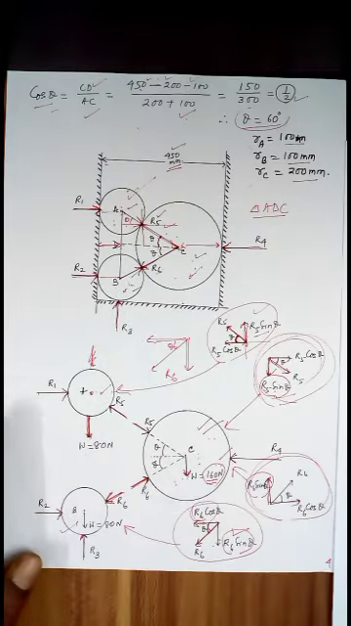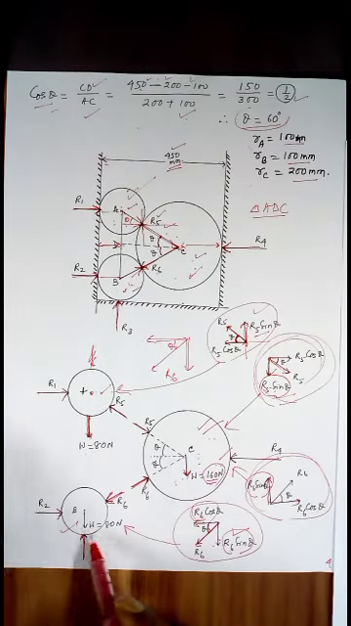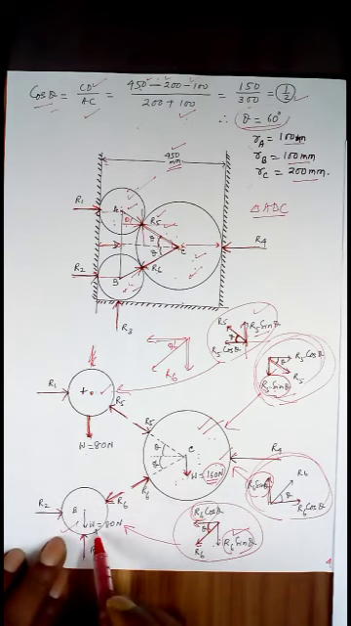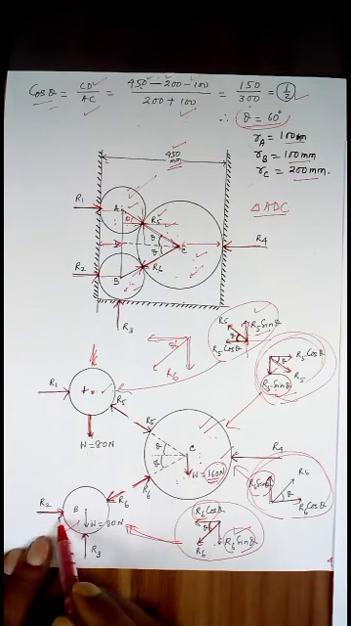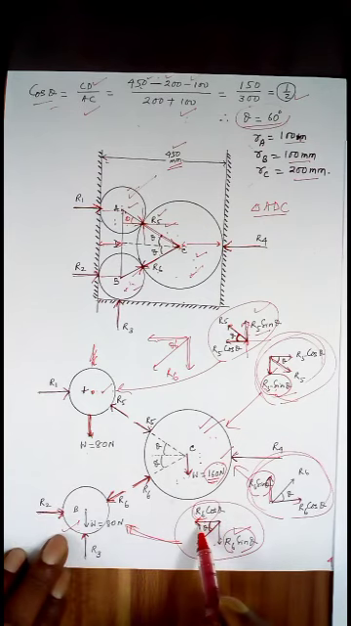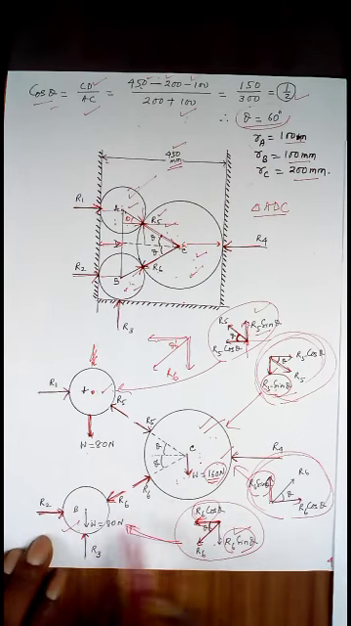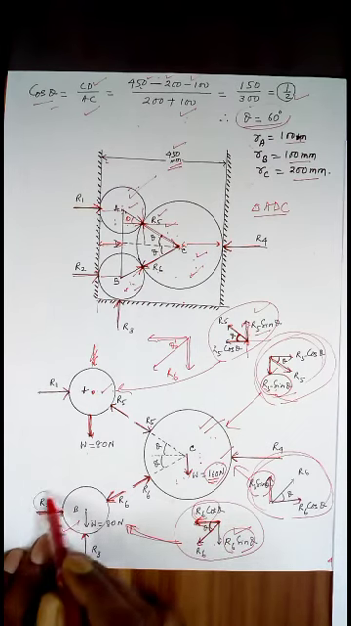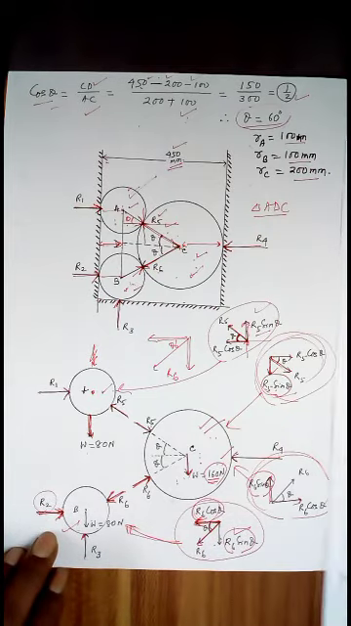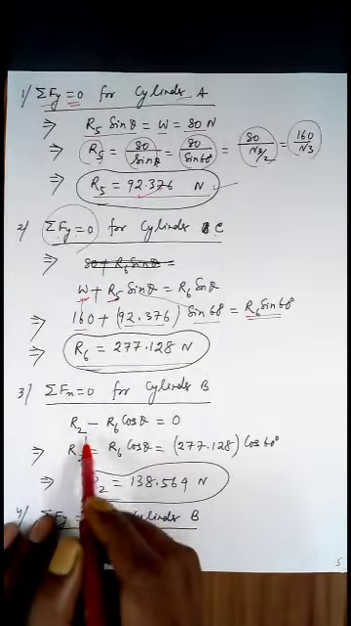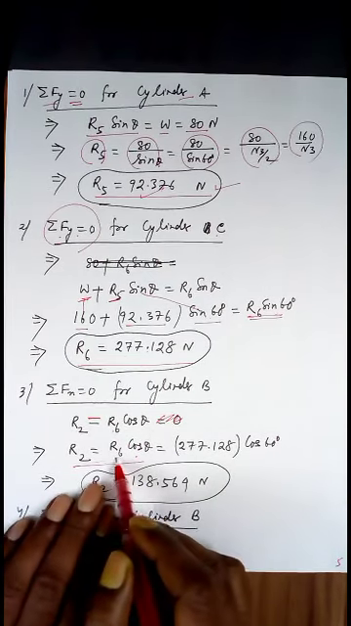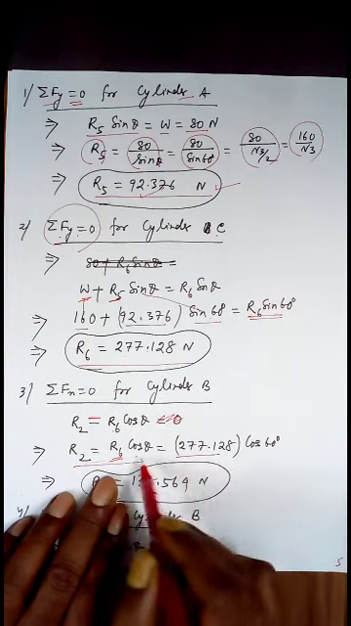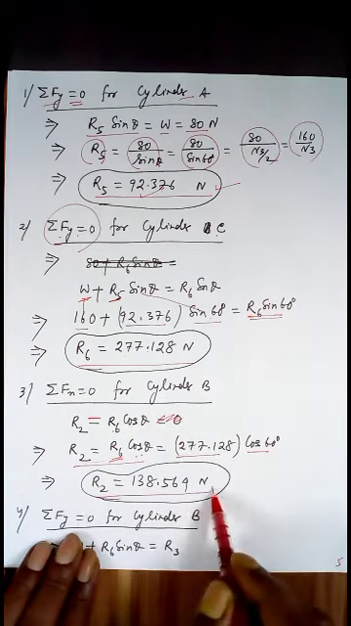Then apply sigma Fx is 0 for cylinder B. Now look at cylinder B. This is the diagram. R2 is to this side and R6 cos theta to this side, and no other forces. So this is along the negative x-axis, and this is along the positive x-axis. So R2 is equal to R6 cos theta. We have just calculated R6, so put the value of R6, theta is 60 degrees. So R2 comes out to be this.